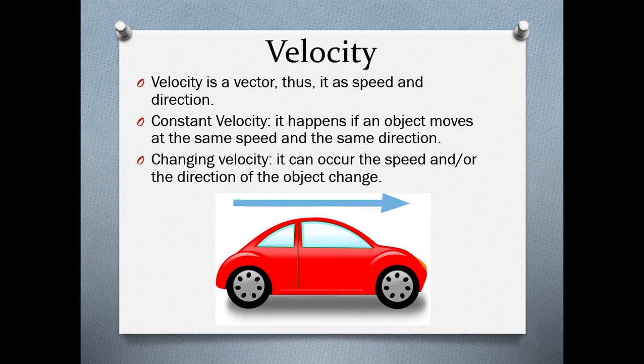Okay, and here is an example of a car that shows a certain velocity. You can notice it is moving and it has a certain speed, but it also has a direction, so that's why it will be a clear example of what velocity is.